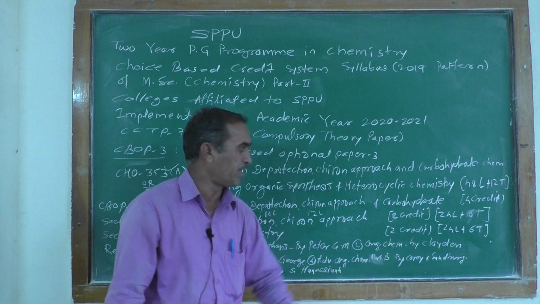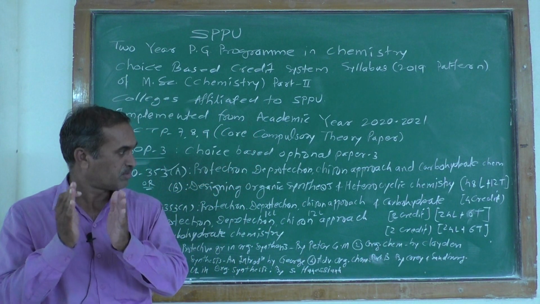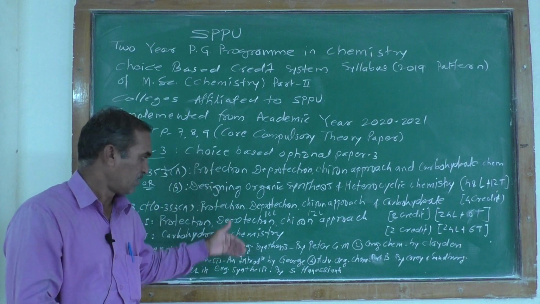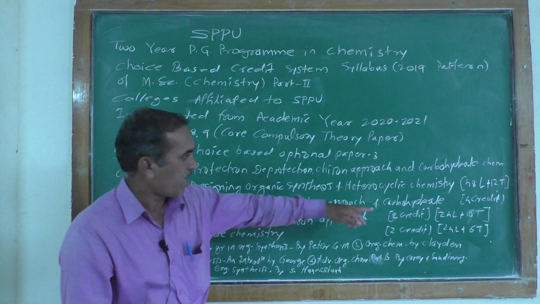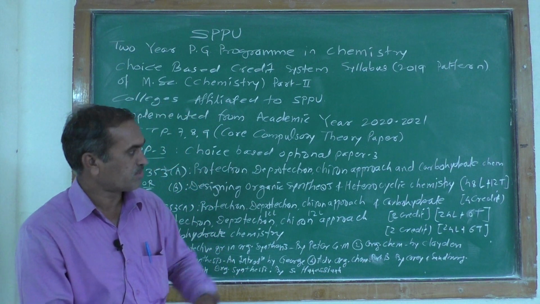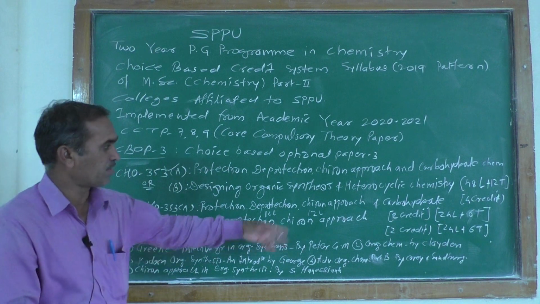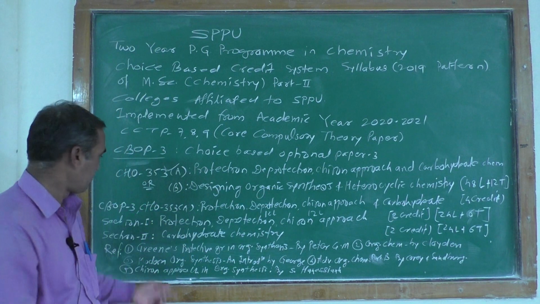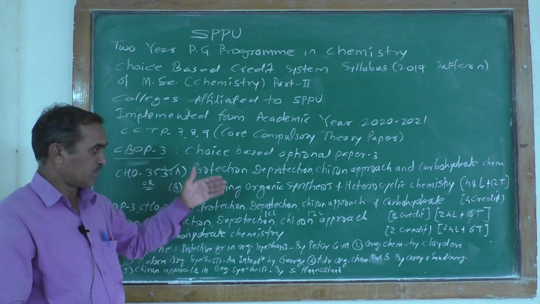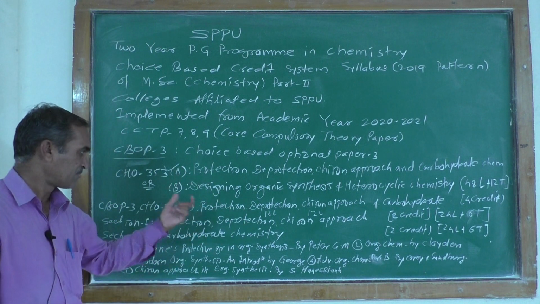Now section 2 deals with carbohydrate chemistry. It has 2 credits and requires 24 lectures to complete this course, and 6 again as tutorial. So carbohydrate has a 2 credit weightage. These are the syllabus topics we are going to learn here.